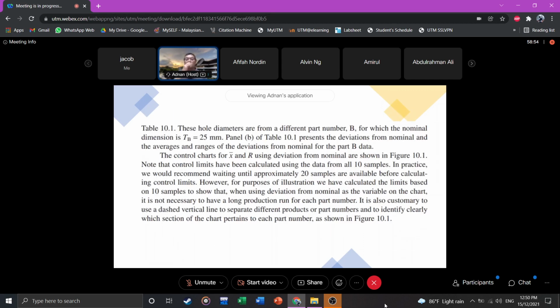For the second product just now, the B product, the nominal was 25. So we also get the deviation from nominal. After that we have the control chart X and R using the deviation from nominal as shown in the table. In practice we recommend until you have 20 samples before calculation of control limits.